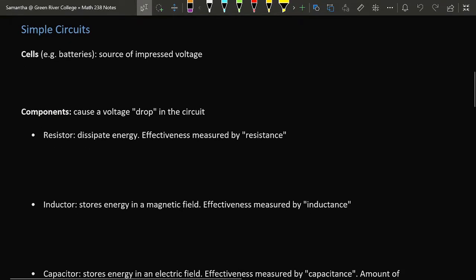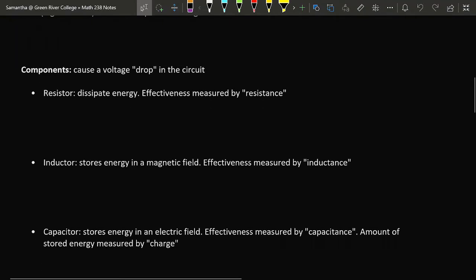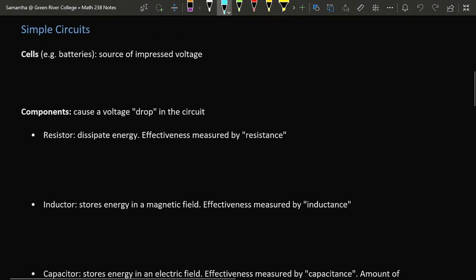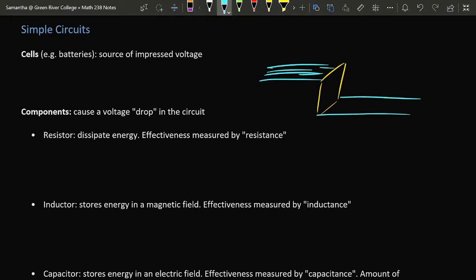Now, circuits at their most basic have a couple of different objects attached to them. Things that are sources of pressure or sources of voltage are called cells. And things that cause voltage drops are called components. When someone says voltage drop, I'm imagining that water is flowing and then it encounters a dam. And after it hits that dam, you see the water flowing at a lower level. This is my imagination of a voltage drop. In this analogy, the dam would be a component.